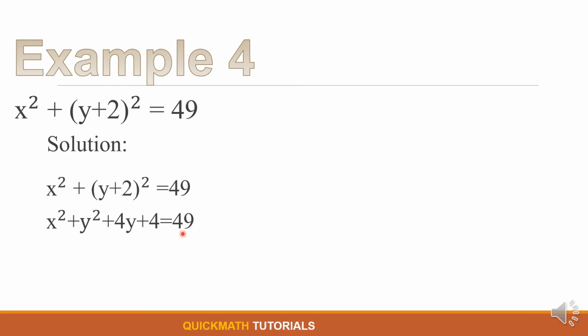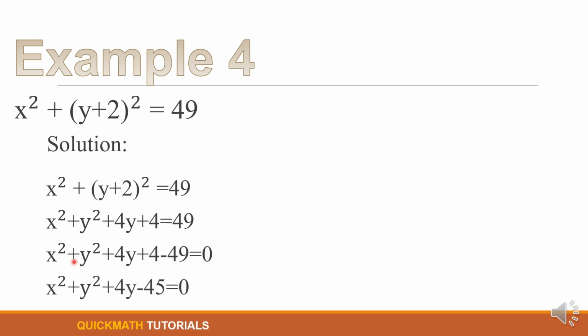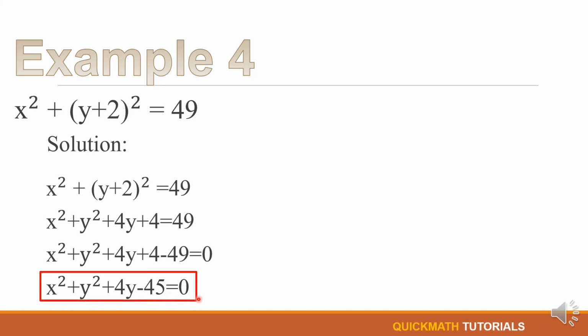And for our next step, we will equate this equation to 0. Since we have 49 here, we will add both sides by negative 49. So here we have 49 minus 49, we have 0. And since this is already arranged, we will just simplify the constant. So copy x squared plus y squared plus 4y, and 4 minus 49, we have negative 45 equals 0. Therefore, the general form of this equation is x squared plus y squared plus 4y minus 45 is equal to 0.